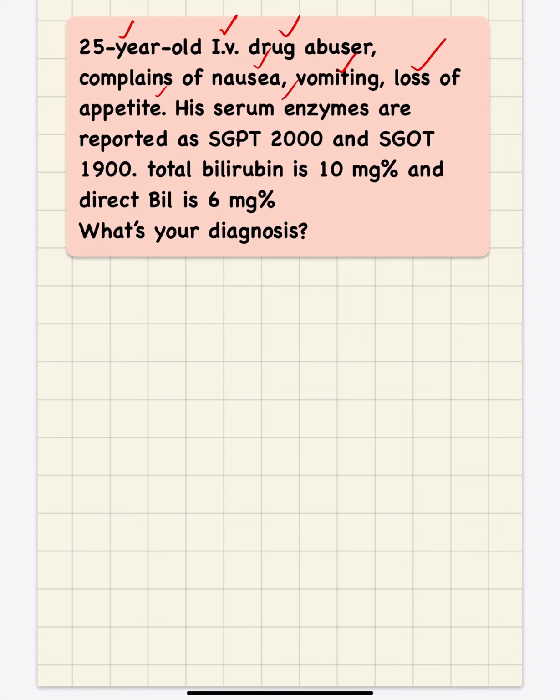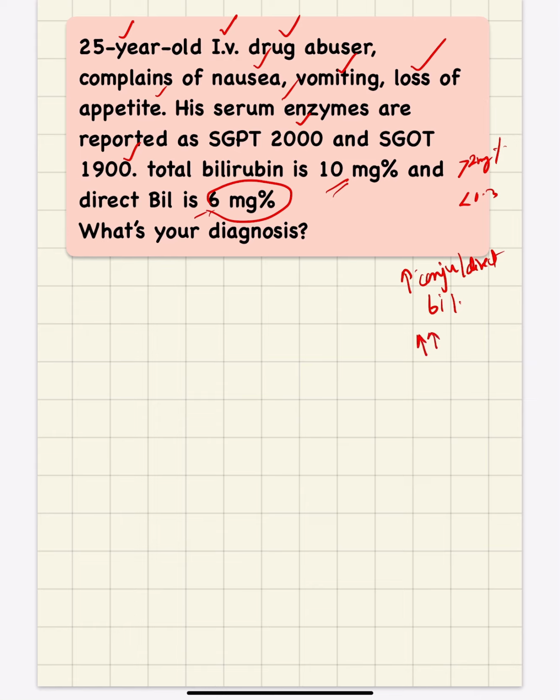The serum enzyme levels are SGPT 2000, SGOT 1900. So we know that these levels are higher than the normal range. Bilirubin is 10 milligram percent. That is jaundice; we get jaundice at more than 2 milligram percent. And the direct bilirubin fraction, which is normally less than 0.3, is 6 milligram percent. So there is an increase in the conjugated or direct bilirubin.